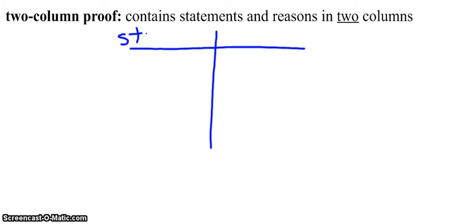Now draw this diagram here. When you do a two-column proof, this is going to be broken up in two columns, and you're going to have statements on the left-hand side and on the right-hand side of this diagram here, you're going to have reasons.